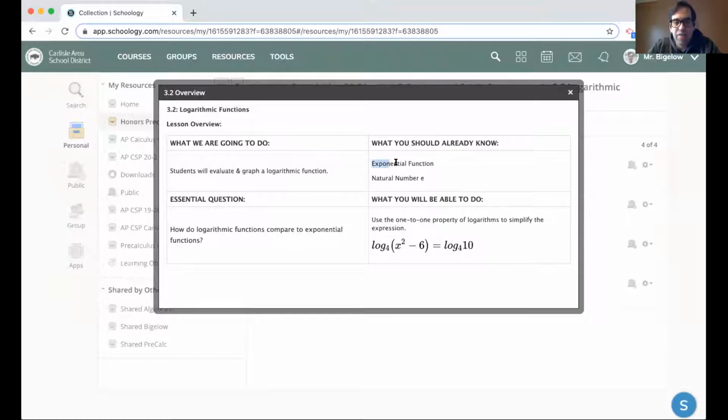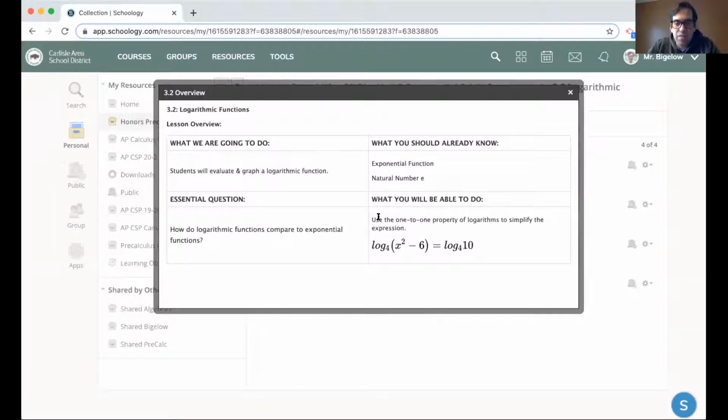And that phrase, an exponential function, is something that you should already know. That's what our first lesson was about. That's any expression where the x is in the exponent. You should also know about the number e going into this lesson, which was also in our previous lesson. We're going to be looking at that again.